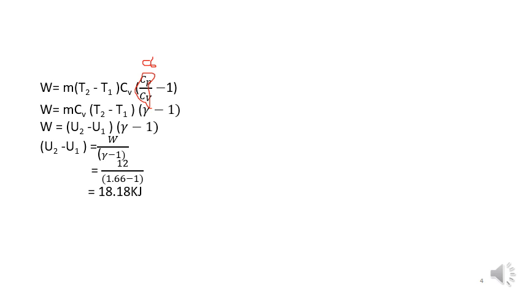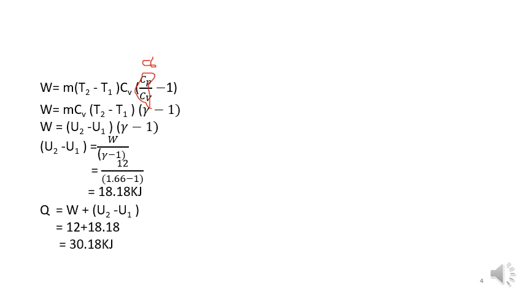According to the first law of thermodynamics, dQ is equal to dU plus dW. The W value they gave in the problem, and U2 minus U1 we calculated in the first step. So W is 12, U2 minus U1 is 18.18, so the total is 30.18 kilojoules. So the quantity of heat supplied is 30.18 kilojoules, and the change in internal energy is 18.18.